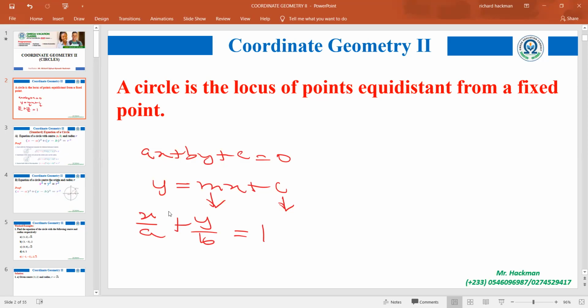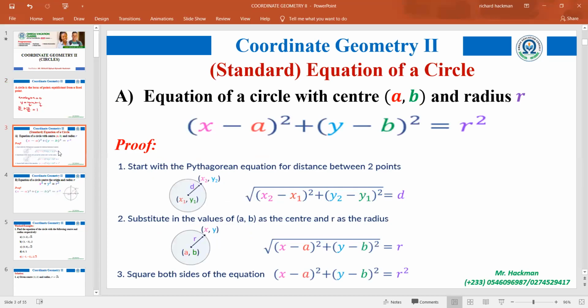The point I'm making is that equations of lines will take certain forms, either the general form or the standard form. With the same concept, we are going to extend it to coordinate geometry 2, which will be what? Circles. So straight away, let's look at the equation of a circle.